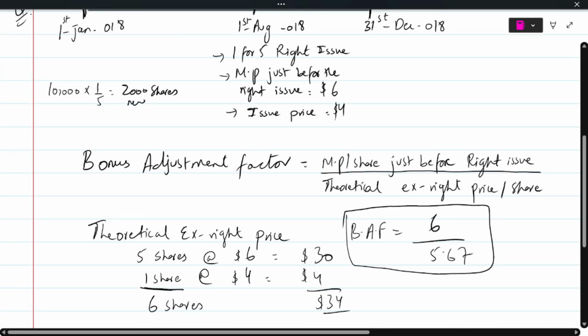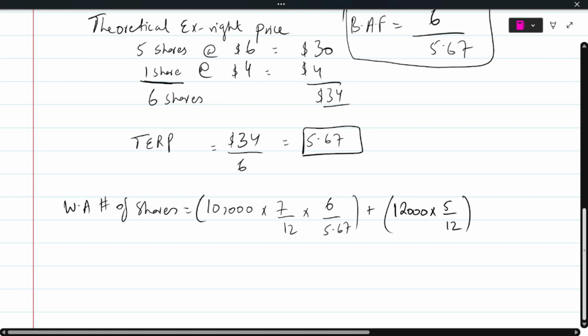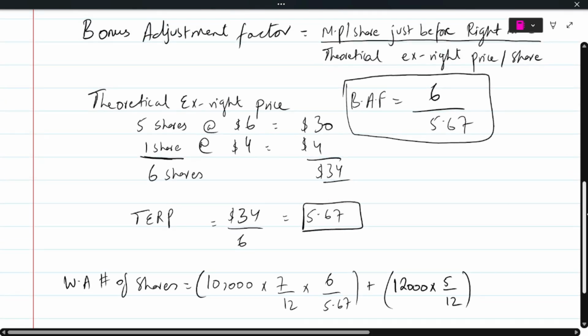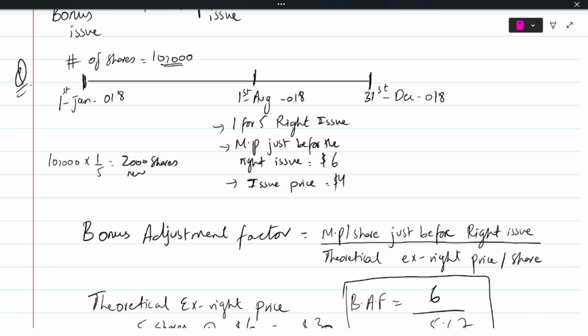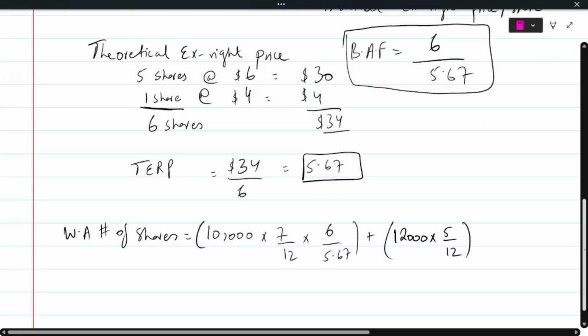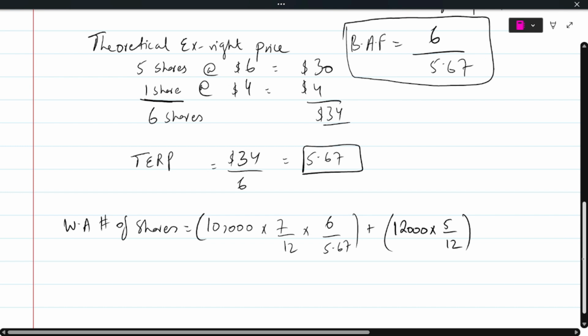Now notice how after the rights issue, I did not multiply my number of shares with the bonus adjustment factor. This is something you need to remember: the bonus adjustment factor for the rights issue applies only up to the time the rights are issued. As soon as they are issued, you do not use the bonus adjustment factor, because there is no need to adjust, since the rights issue has already taken place. So a new thing to remember: from 1st January to 1st August, the time before the rights issue, you multiply the number of shares with the bonus adjustment factor. But once the rights issue has taken place, after that you do not multiply the number of shares with the bonus adjustment factor.